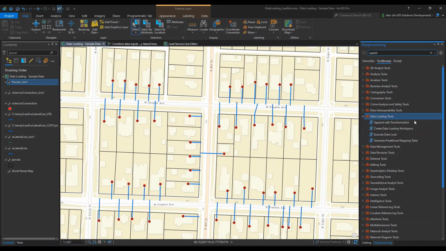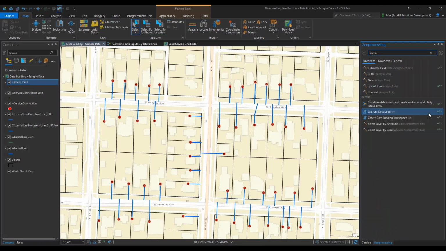So we have the data loading tools. They come with 4 different scripts. We're only gonna focus on create data loading workspace and execute data load. So the create data loading workspace, I already have it pre-populated. So I can bring that up.